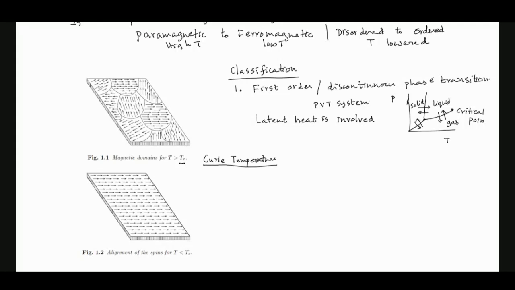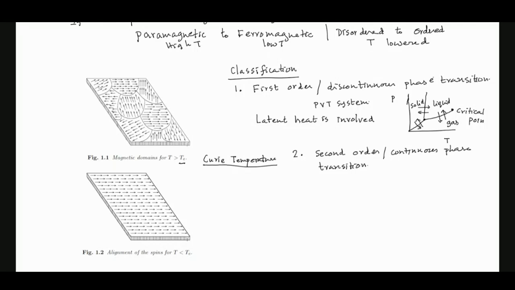The second one is second order, or continuous, phase transition. Here there is no latent heat involved. First order derivatives are continuous, but this has its own interesting features, which we will discuss mainly in today's lecture.